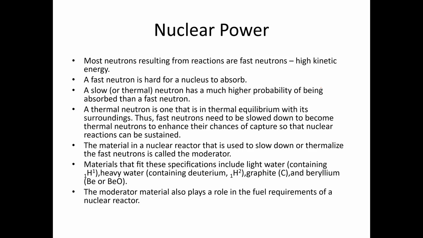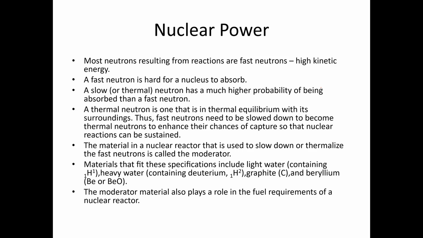In nuclear power, most neutrons resulting from reactions are fast neutrons, or high kinetic energy. A fast neutron is hard for a nucleus to absorb. A slow, or what they would call a thermal neutron, has a much greater probability of being absorbed than a fast neutron. A thermal neutron is one that is in thermal equilibrium with its surroundings. Thus, fast neutrons need to be slowed.